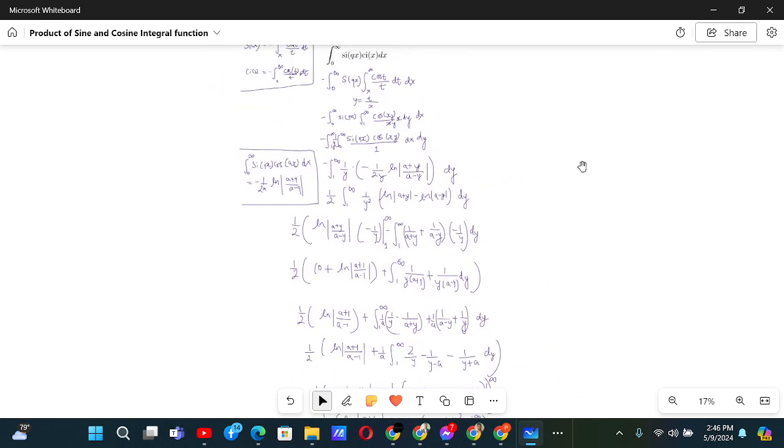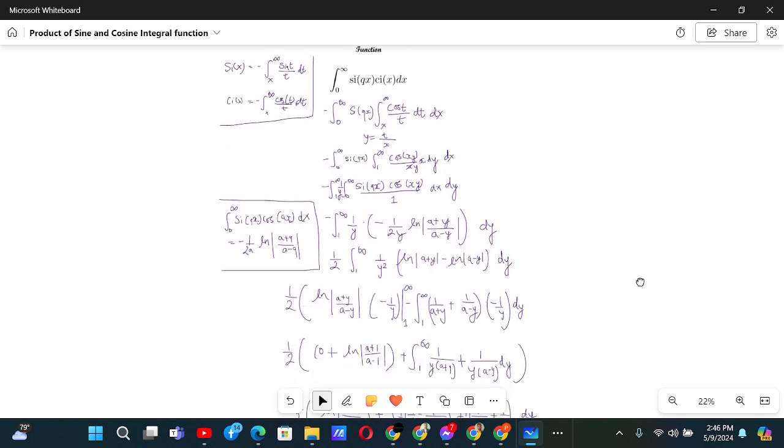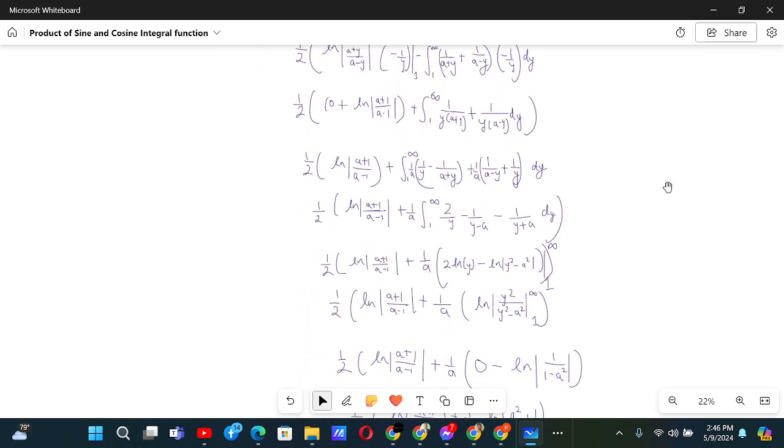The flow was just to change it to use the definition, and then we used the previous result and used integration by parts, partial fractions. That was it.